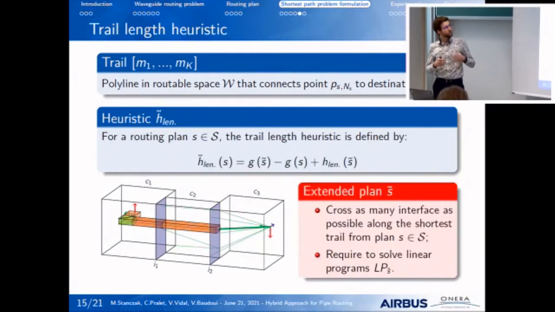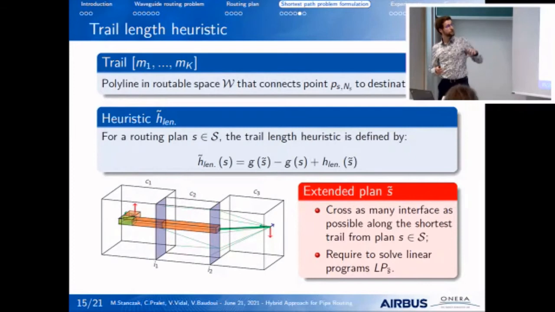This estimation could be improved by using an extended routing plan by crossing as many interfaces as possible from the plan S along the shortest trail for the plan S.